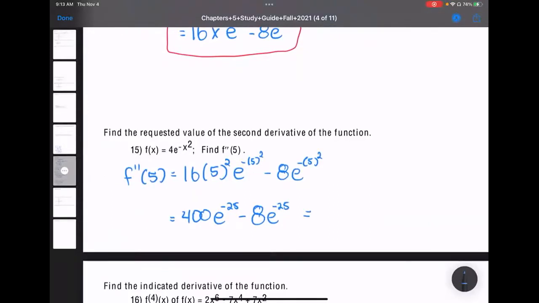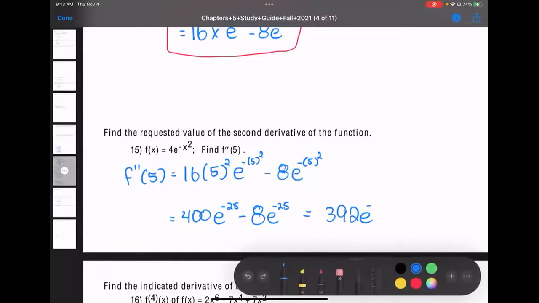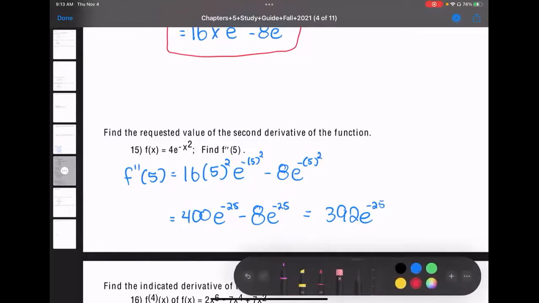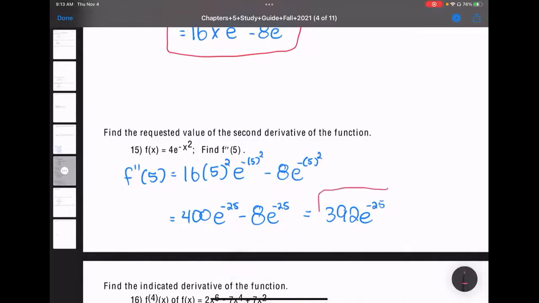And so this simplifies to 392 e to the -25s. And that's our answer. Awesome.